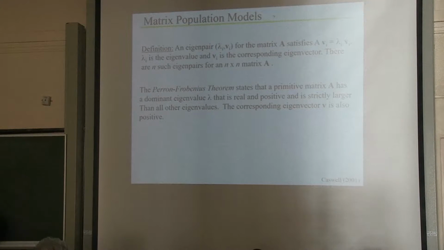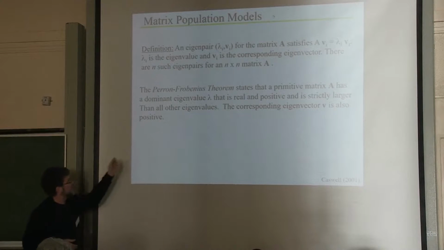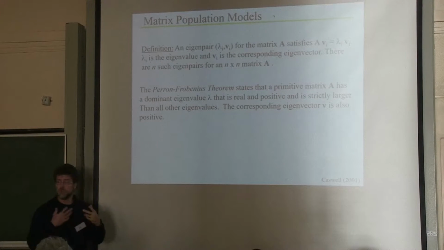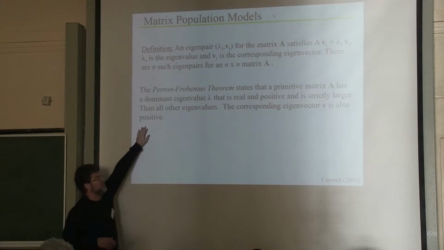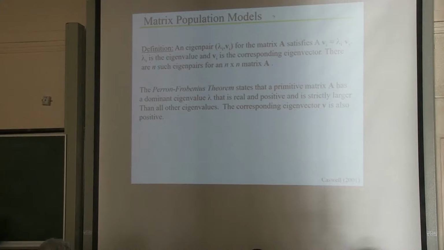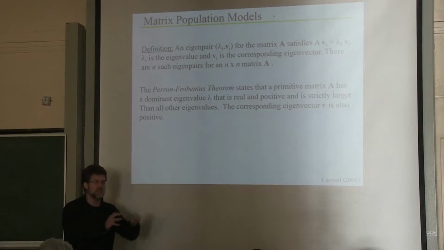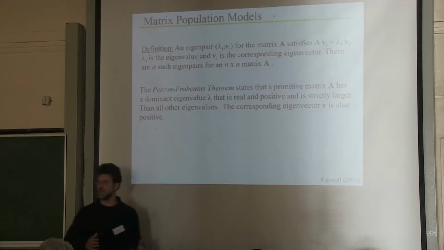There's this beautiful theorem called the Perron-Frobenius theorem that states that if we have a primitive matrix, which is what we have, then there's a dominant eigenvalue lambda that's real and positive and is strictly larger than all the other eigenvalues in modulus. The corresponding eigenvector is also positive. At the end of the day, this focuses our attention on the largest of the eigenvalues of this matrix A as being the one that's relevant.